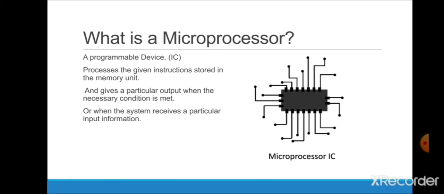Today, microprocessors can be found in the form of an IC, integrated circuit. An integrated circuit is an electronic circuit fabricated on a single piece of silicon chip, a semiconductor material.